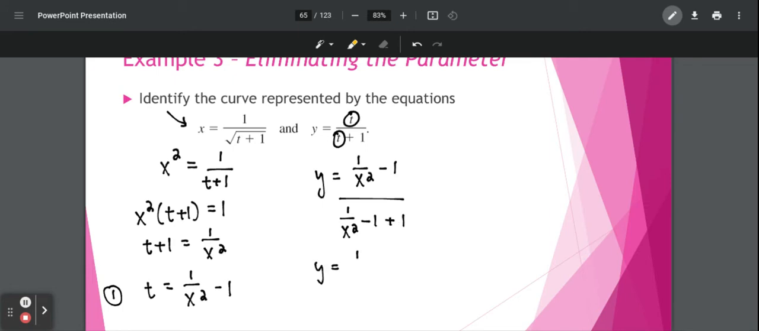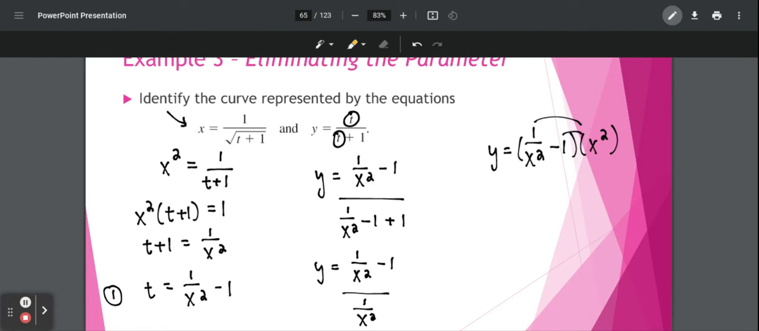And if we work on simplifying that, we get 1 over x squared minus 1 over 1 over x squared. So instead of dividing by 1 over x squared, we could say 1 over x squared minus 1, right? Times, instead of dividing by 1 over x squared, we would be multiplying by x squared over 1. So if you distribute that, you get y equals 1 minus x squared.